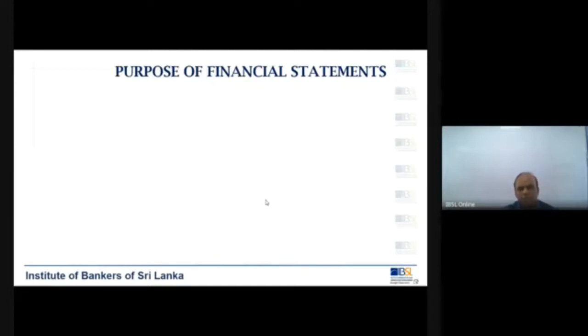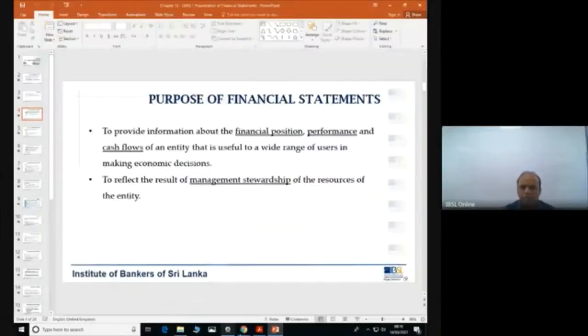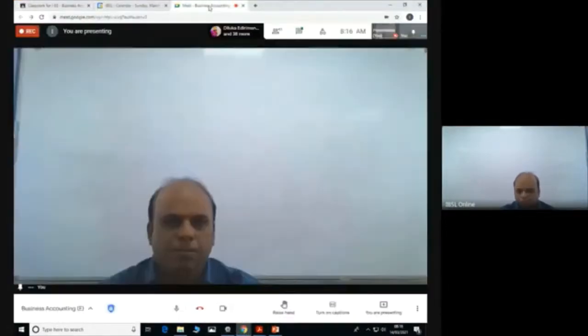So the purpose of the financial statement. Earlier, what we looked at was the objective. Now we are looking at the purpose of the financial statement. The purpose of the financial statement is to provide information about the financial position, performance, and of course the cash flows. Right. So let me make this clear to you all. I hope the board is visible to you all.